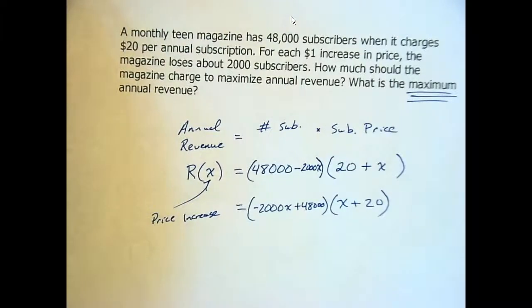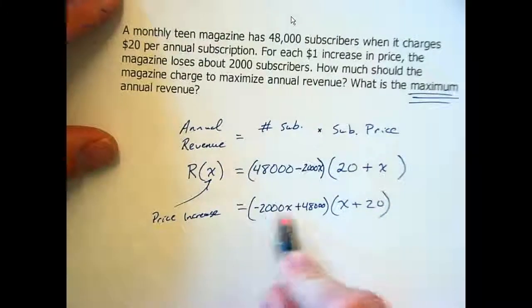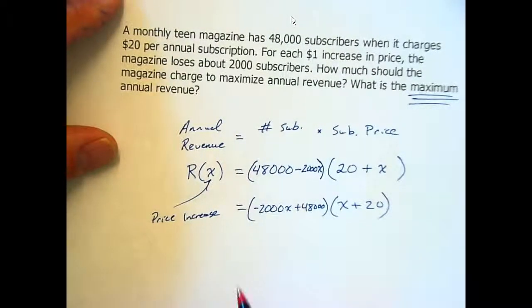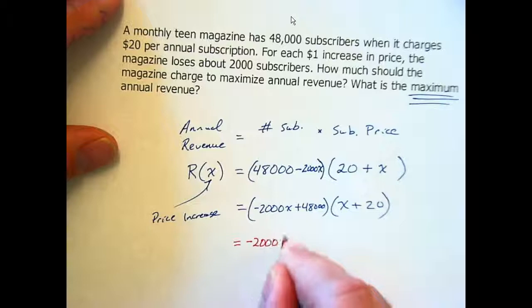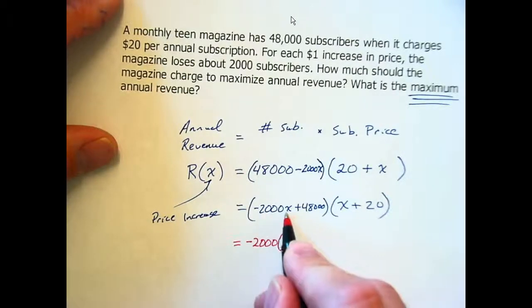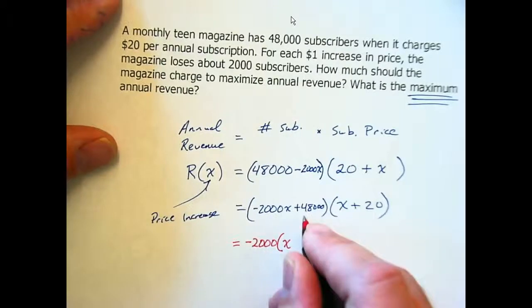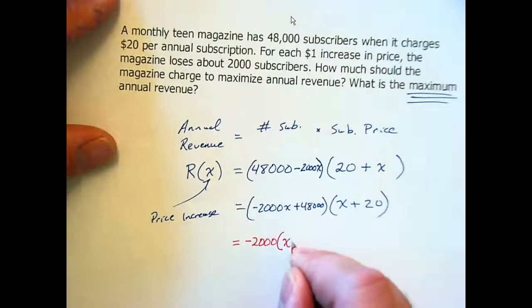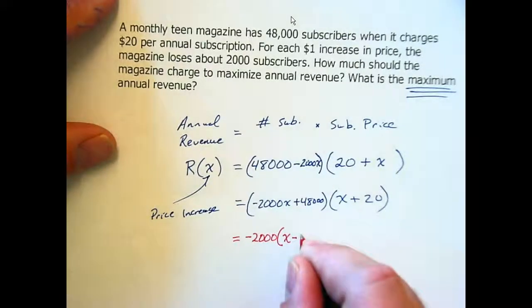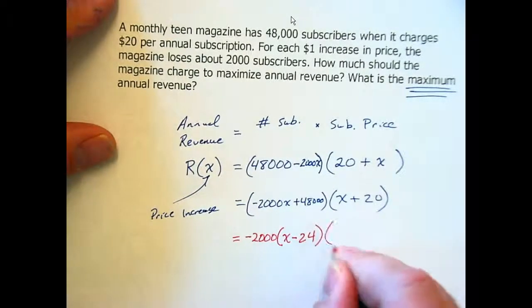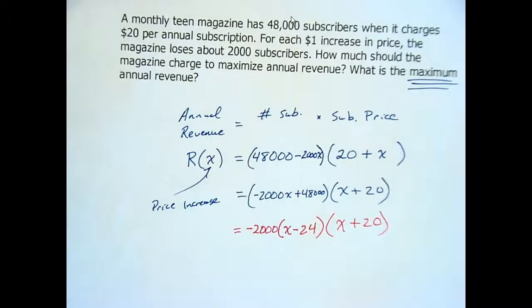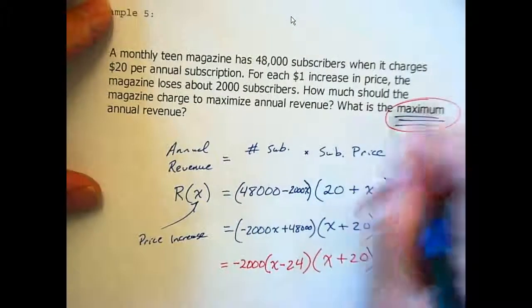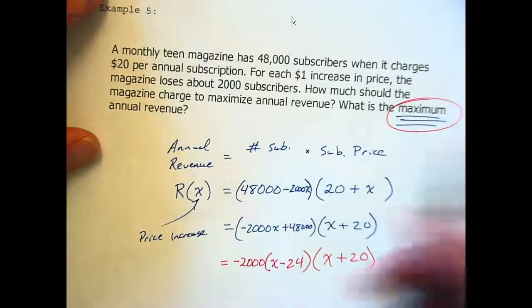How many are still with me? Okay? Now looking at this, it doesn't need to be simplified, but I can take a number out of both of these two. I can take out what? 2,000. In fact, I could take negative 2,000. If I take negative 2,000 out of that, I get x, and negative 2,000 times what is 48,000? 24. Okay, and then I just keep my x plus 20 and bring it down. So does this parabola open up or down? Down. That's a good thing because we're looking for a maximum. We know that because a is negative.